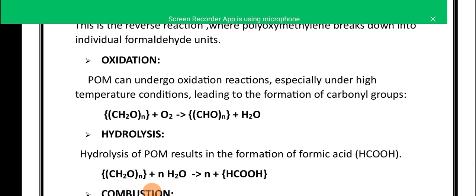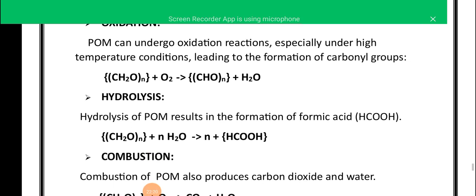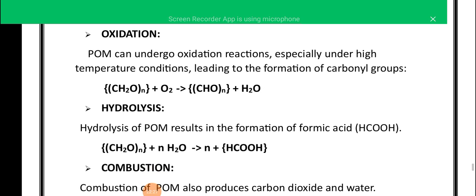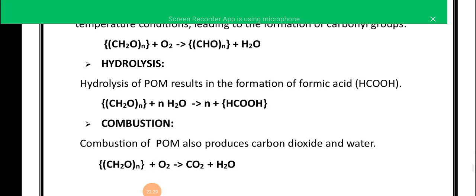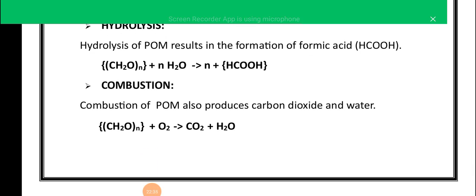Oxidation. Polyoxymethylene can undergo oxidation reactions, especially under high temperature, which lead to the formation of carbonyl groups, as we can see in this reaction. When the CH2O in the POM reacts with oxygen, it can form a carbonyl group with the release of water. Hydrolysis. In the hydrolysis reaction, we react polyoxymethylene with water, and it results in the formation of polyformic acid, HCOOH.